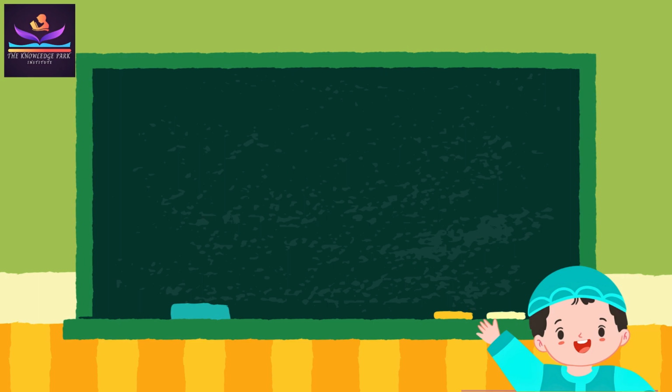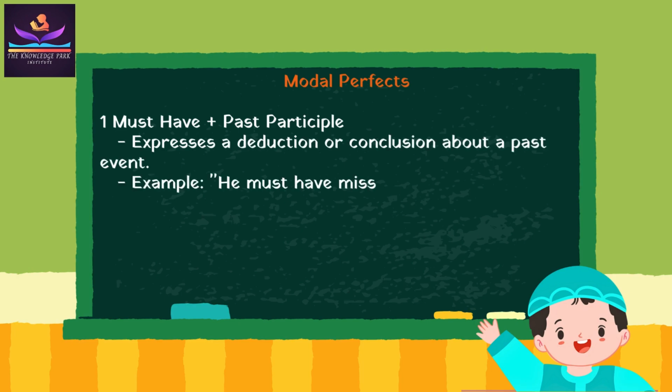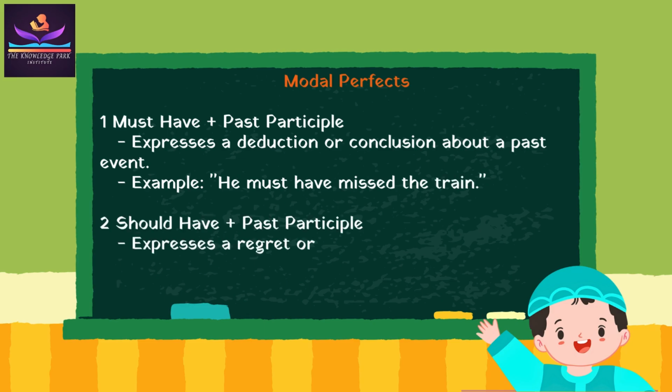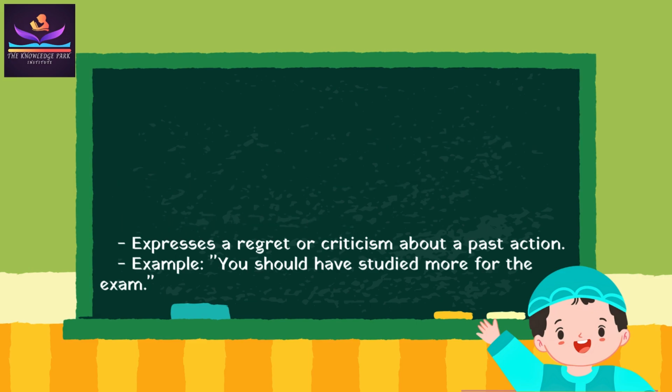Modal perfects. 1. Must have plus past participle expresses a deduction or conclusion about a past event. Example: He must have missed the train. 2. Should have plus past participle expresses a regret or criticism about a past action. Example: You should have studied more for the exam.